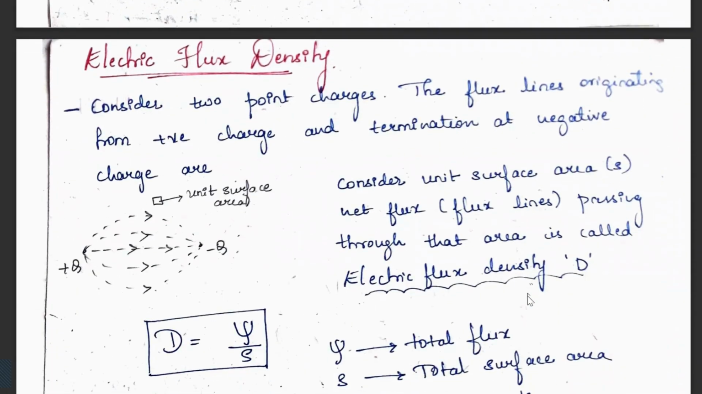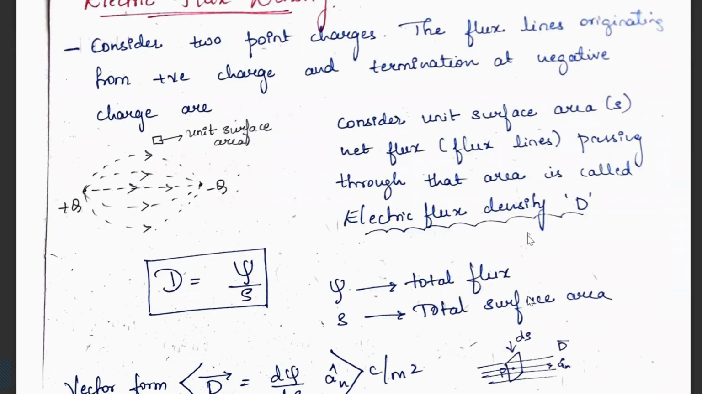Electric flux density. Consider two point charges, with the electric field originating from the positive charge and terminating at the negative charge. Now consider a unit surface area with a net flux of flux lines passing through that area. That is called the electric flux density. D is equal to psi divided by S, where psi is the total flux and S is the total surface area.